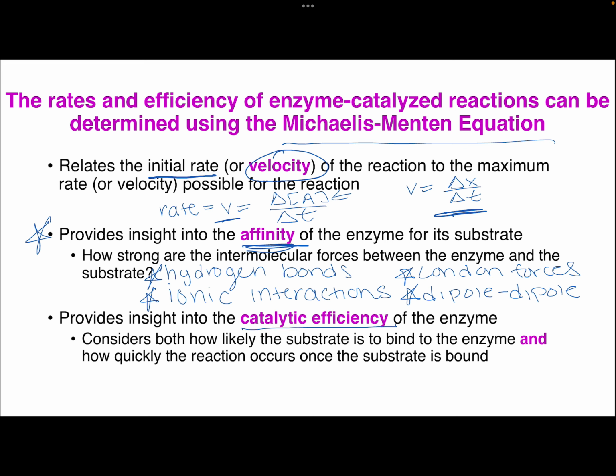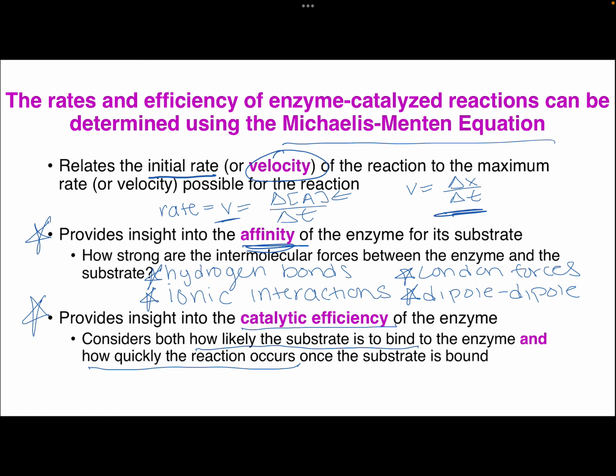Another useful piece of information we can get from this equation is insight into the catalytic efficiency of the enzyme. This is particularly nice because it's considering the affinity piece, so how likely the substrate is to bind, and also how quickly the reaction occurs. You could have an enzyme that's really good at catalyzing the reaction. It can make the reaction happen very, very quickly, but maybe the substrate doesn't bind as tightly, it falls off a lot, so then you're still not going to have a very efficient enzyme. So it's very important to be thinking about both of these pieces, the affinity and the actual reaction. How quickly is that going to occur?